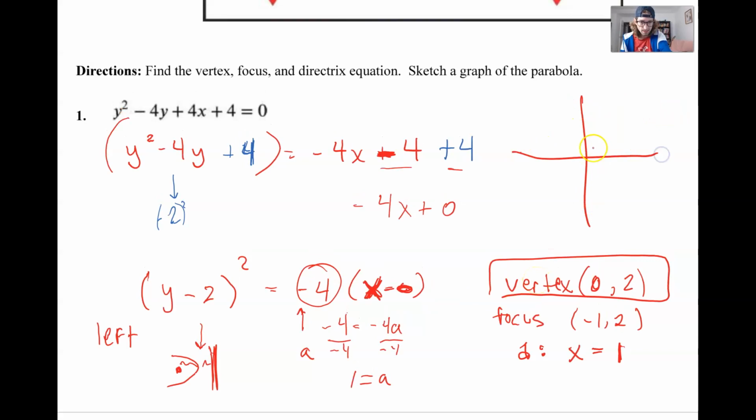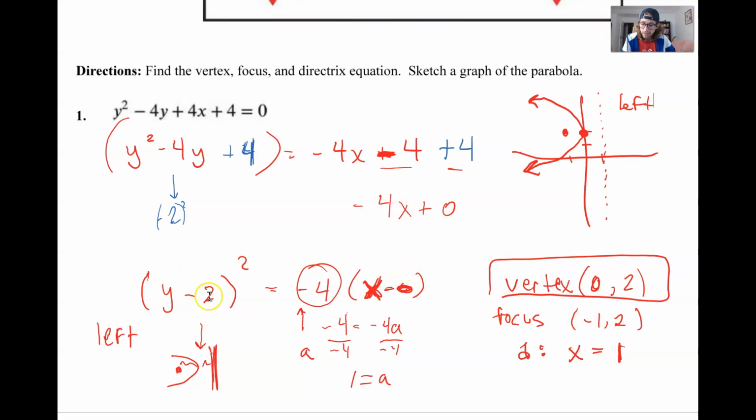Let's draw our axes. Our vertex is at 0, 2. Our focus is at -1, 2. Our directrix is the vertical line x equals 1. And then we're just drawing a sketch, so it's just going to be a parabola opening to the left, because y is squared and we have a negative coefficient on the other side.